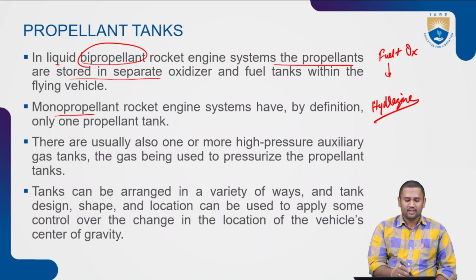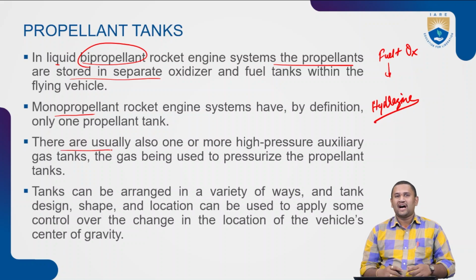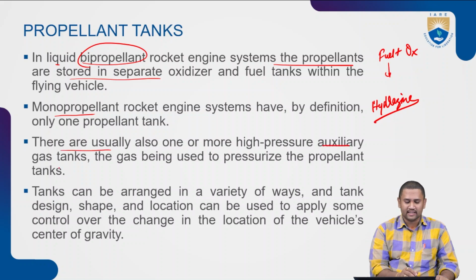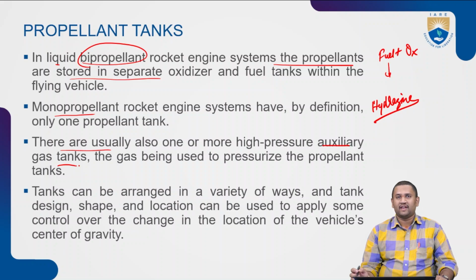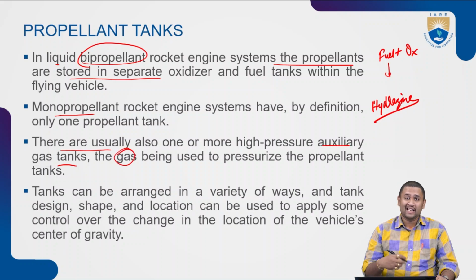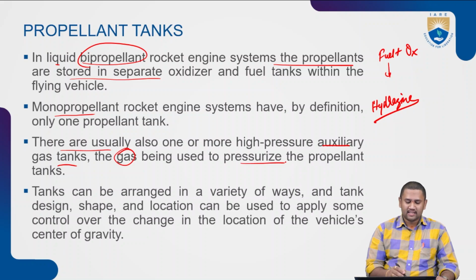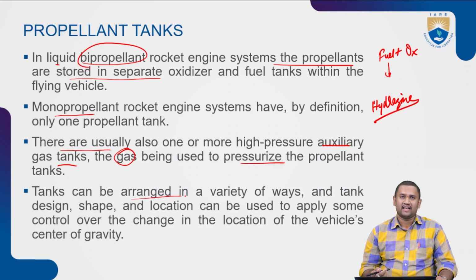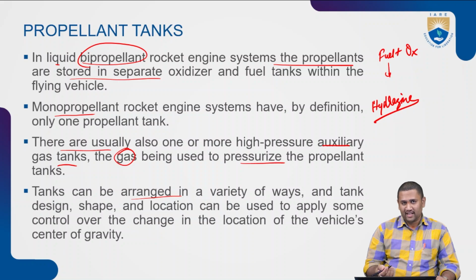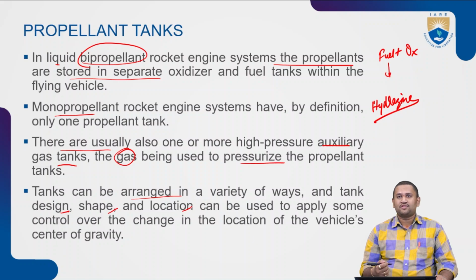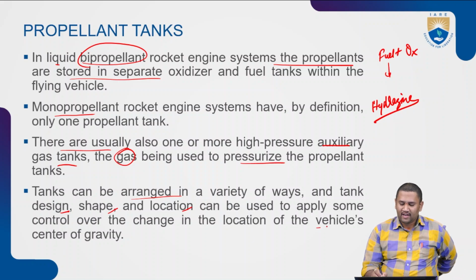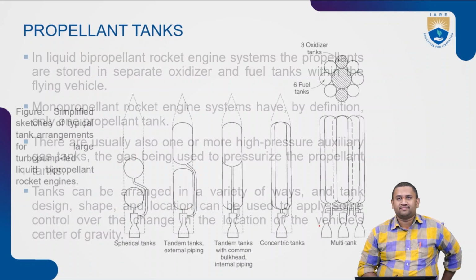Now, there are usually one or more high pressure auxiliary gas tanks, where a gas, particularly an inert gas, is used to pressurize the propellant. The tanks can be arranged in a variety of ways, and can be varied based on their design, shape, and location, and can be used to apply some control over the change in the location of the vehicle's center of gravity.